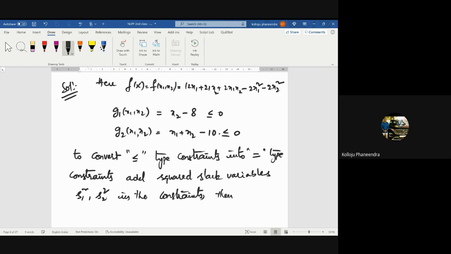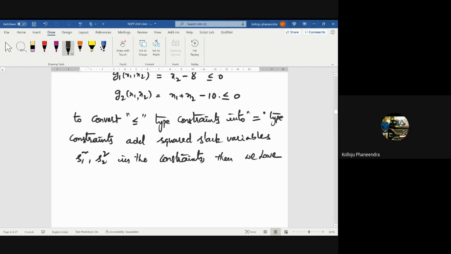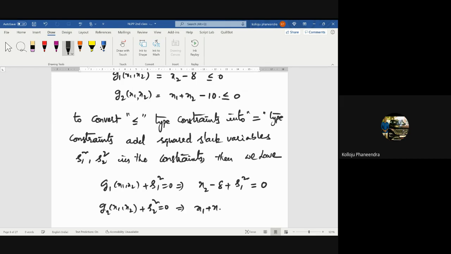Then we have, what is the constraint? Then we have g1 of x1 x2 plus s1 square equal to 0, which implies x2 minus 8 plus s1 square equal to 0. g2 of x1 x2 plus s2 square equal to 0 implies x1 plus x2 minus 10 plus s2 square equal to 0.